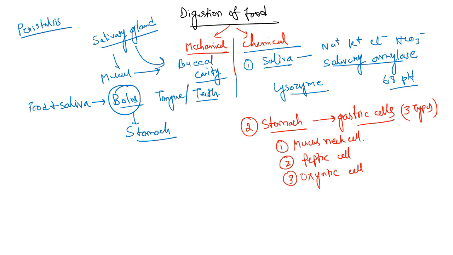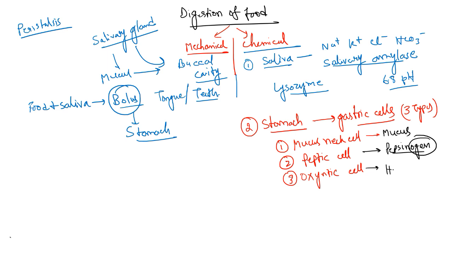What are their functions? Mucous neck cells, as the name suggests, secrete what? Mucus. Let me change the color again. Peptic cells secrete pepsinogen. Pepsinogen is a crude version of the enzyme pepsin, which can degrade and break down proteins. So it's a prerequisite form, pepsinogen. Whenever you say ogen at the end, that means it is not the active form, it needs to be activated.